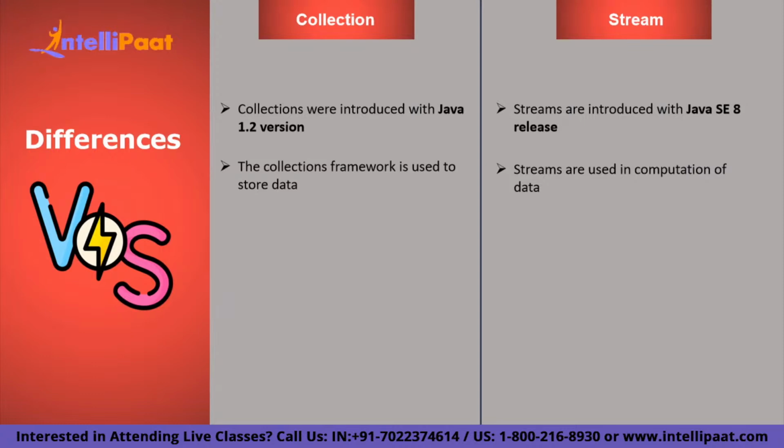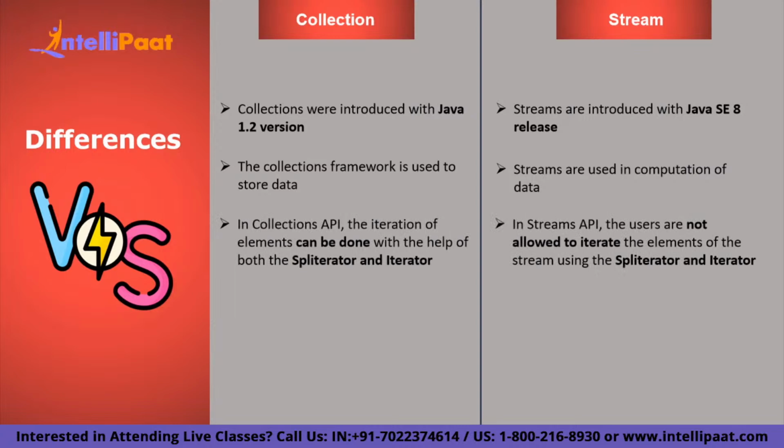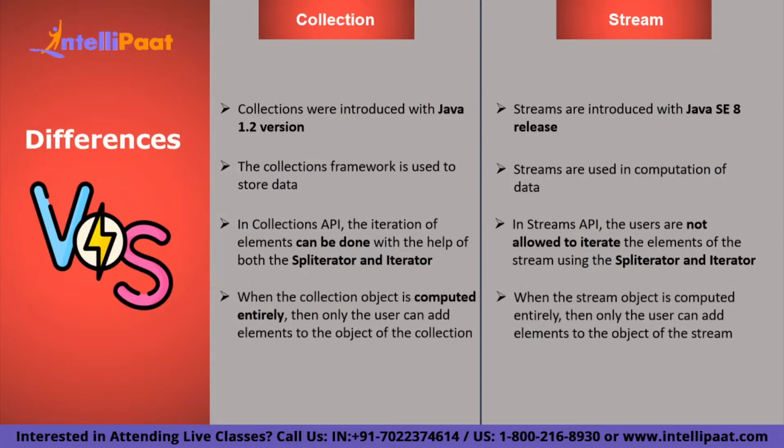In collection API, the iteration of elements can be done with the help of both split iterator and iterator, whereas in case of stream API, the users are not allowed to iterate the elements of the stream using split iterator and iterator. They can do that with for each loop. In the collections, when the collection object is computed entirely, then only the user can add the elements to the object of collection. Whereas in the case of streams, when the stream object is computed entirely, then only the user can add elements to the object of stream.